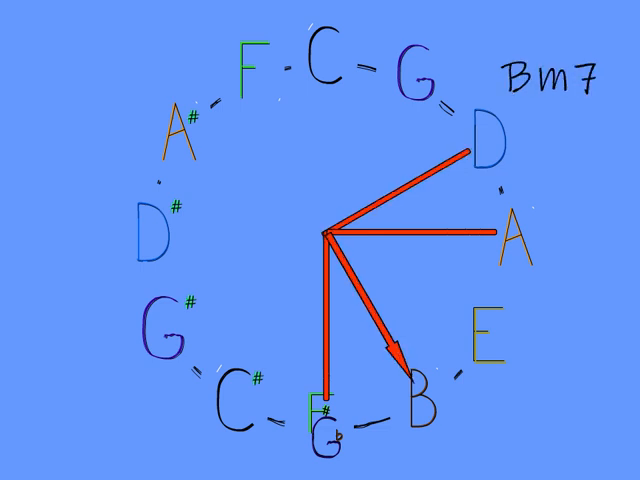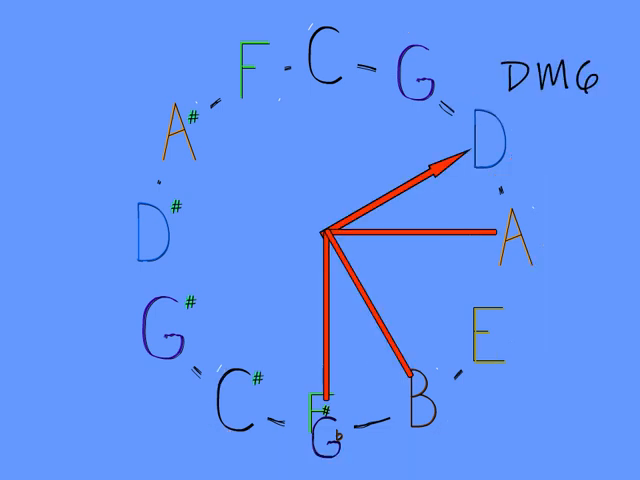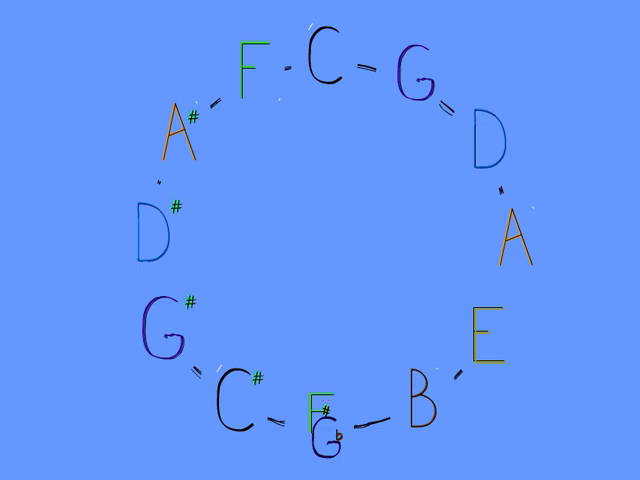It's B minor 7. Remember that the 2nd, 6th, and 3rd notes of a major scale produce minor chords. The 6th note is called a relative minor because it shares the same notes as the 1-note chord. So these are the notes of both the D major 6 and the B minor 7.